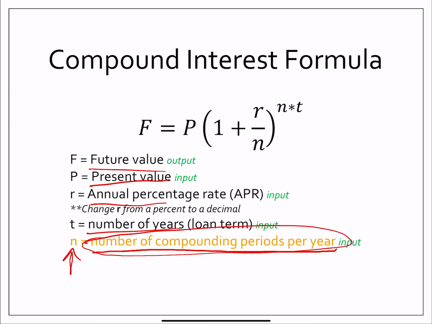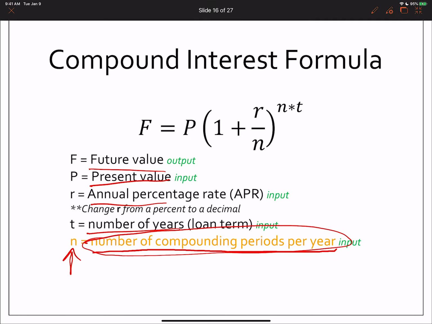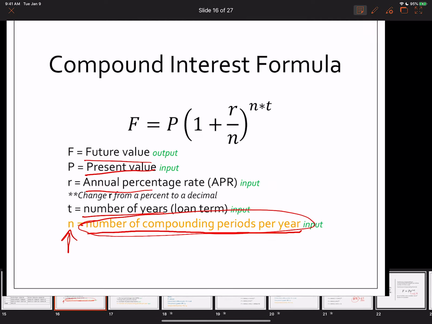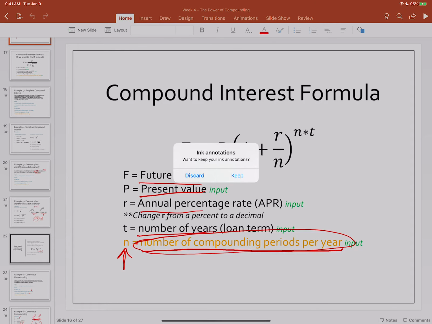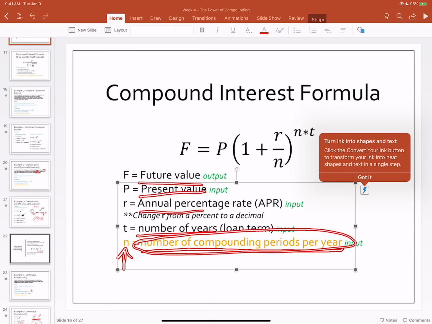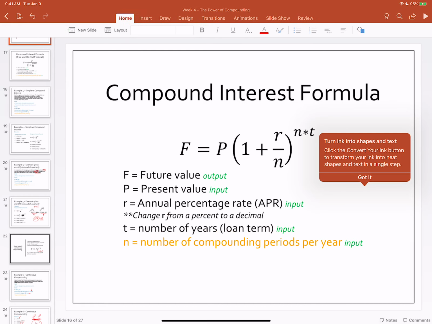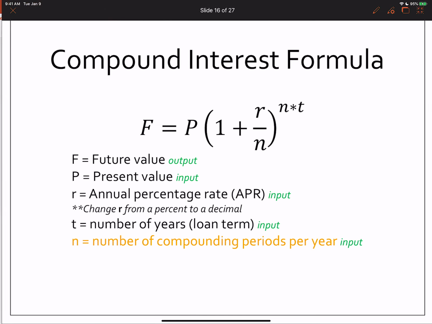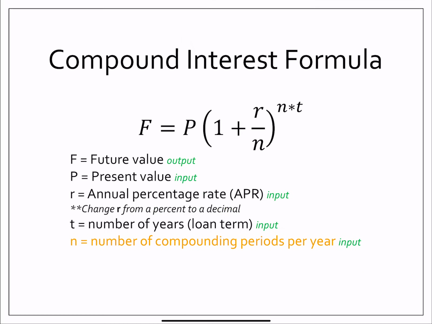This is the formula for, and hold on 1 second, I'm going to delete these. There we go. So this is our formula for compound interest. This is the formula that we use for compound interest, right?